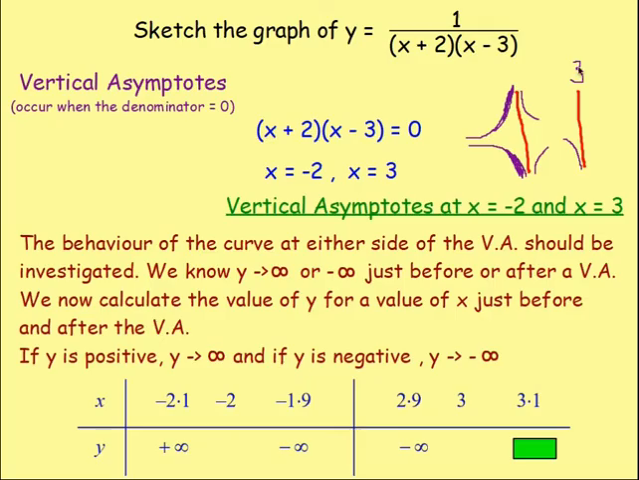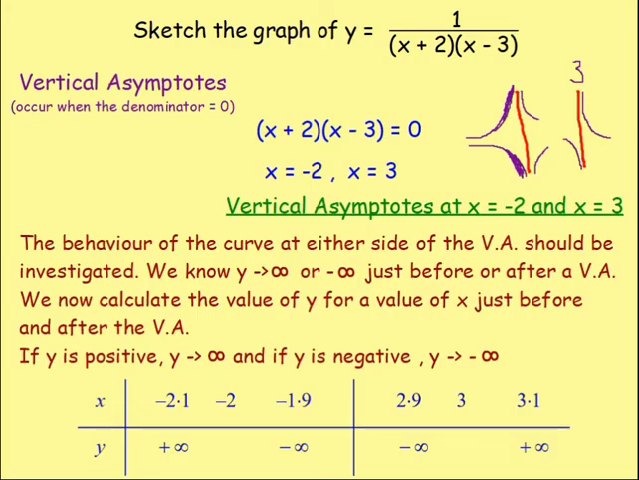On the other side, is the graph coming from positive or negative infinity? We'll pick a value just bigger. So you've got 3 for the asymptote, so pick one just above that, 3.1. If you put that in, you will get a positive value, which means the graph is coming from positive infinity. So it'll look something like that.